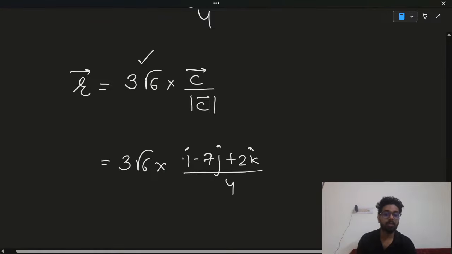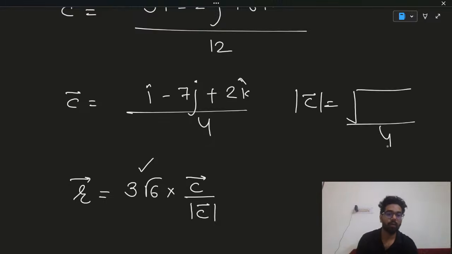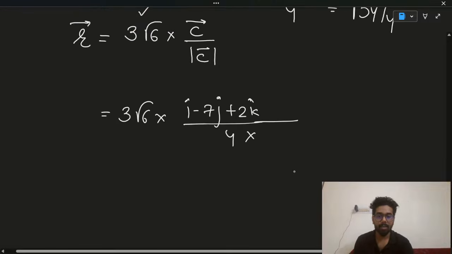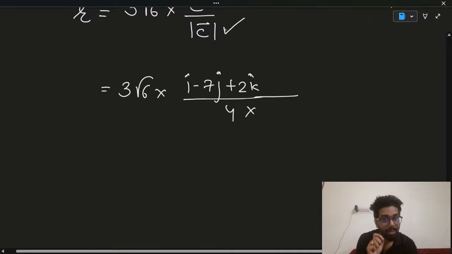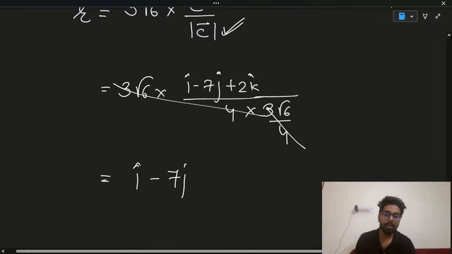This is the C vector. Now divide by the magnitude of C. What is the magnitude of C? You calculate. It's root of 1 square plus 49 plus 4, with the 4 coming automatically. This is root 54 by 4. Now root 54 is root of 9 into 6, so 3 root 6 by 4. So dividing by the magnitude of C means dividing by 3 root 6 by 4. You see, this cancels with this, and the final answer is i minus 7j plus 2k vector, and hence we have an answer.